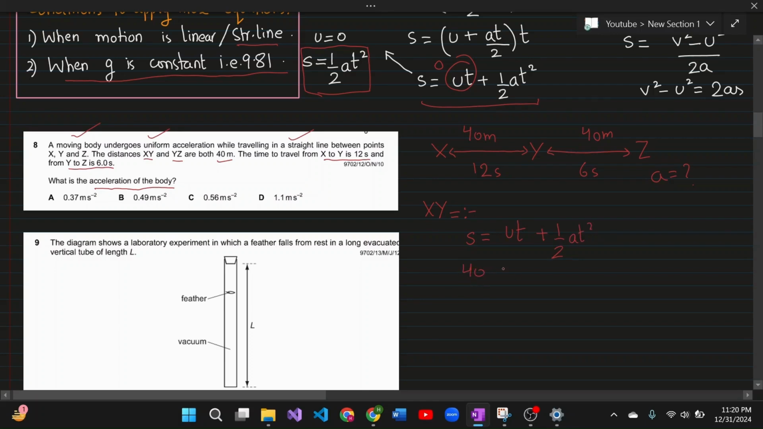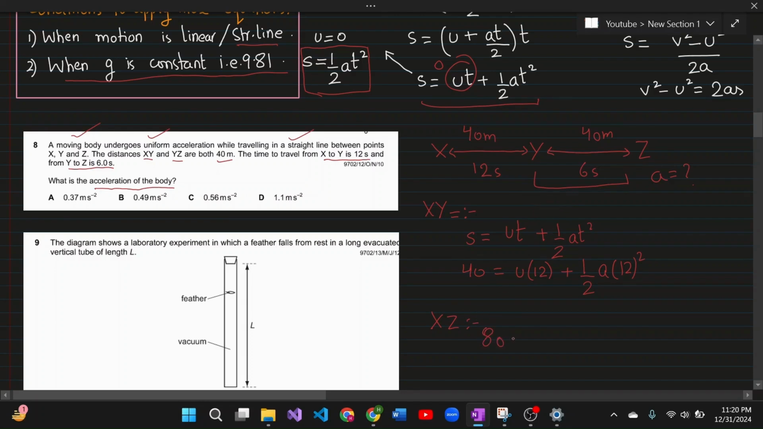That will be 40 equal to u, we do not know u. Okay, p is 12, and here half at square. Then from x to z I would take again this equation, not from y to z, because I do not know the initial velocity from y. Okay, so we'll take the whole journey now.